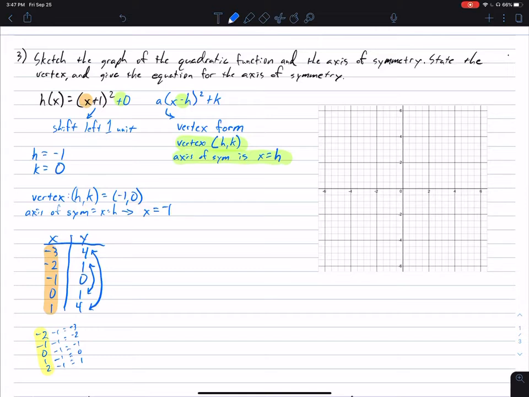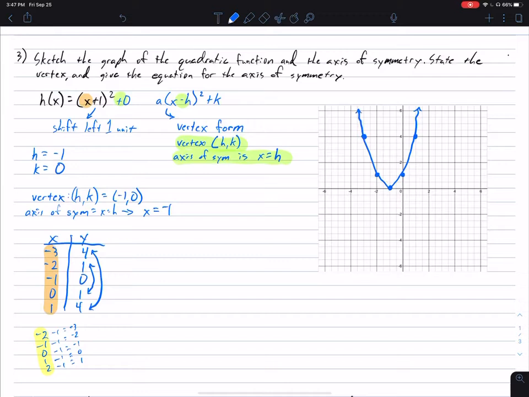So now I'm going to plot these points. I have negative 3, 4, so that's going to be up here. Negative 2, 1, negative 1, 0, 0, 1, which is perfect because now my graph should be switching on this side, and then 1, 4. So here I have a parabola.